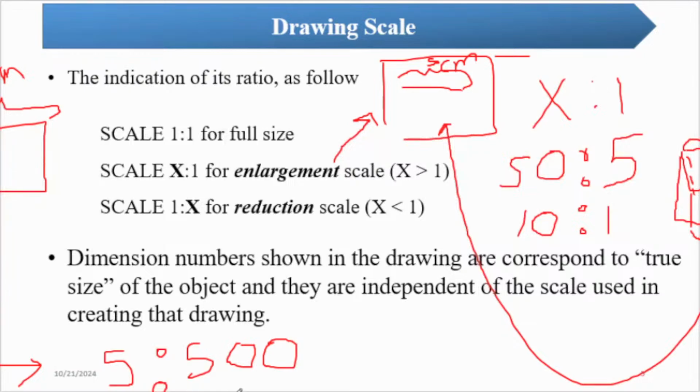So dimension numbers shown in the drawing correspond to the true size of the object and they are independent of the scale used in creating that drawing. You have to keep this in mind. In the drawing, this length can be 5 centimeters in this example. Even though the distance here is 5 centimeters, we write 5 millimeters. Why is that? Because in the actual object, the actual length is 5 millimeters, right?